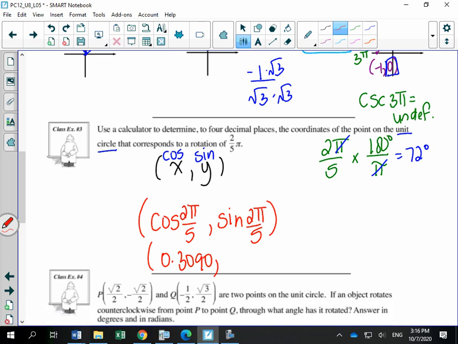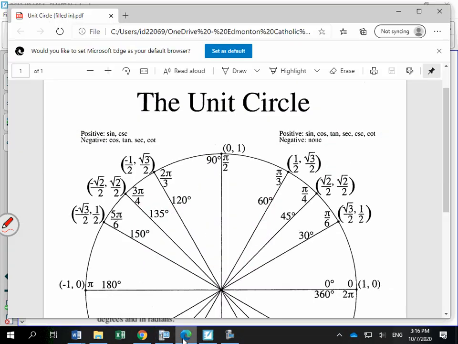Do the same thing with sine. Type in on your calculators the sine of 2 pi divided by 5, hit enter, and what you should get is 0.9511. So what that means is a rotation of 2 pi over 5 corresponds to 72 degrees. 72 degrees would be right about here. Let's say if this is 60, 72 would be right about here. The xy coordinates at 72 degrees, or at 2 pi over 5, would be 0.3090 as your x and 0.9511 as your y.